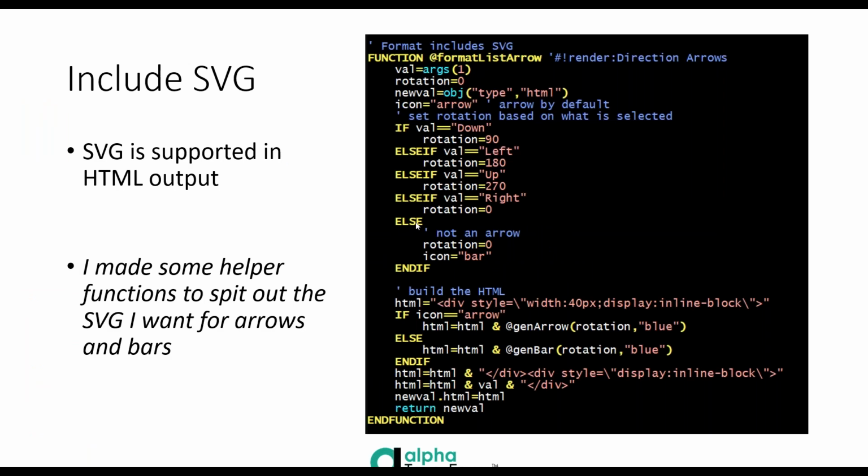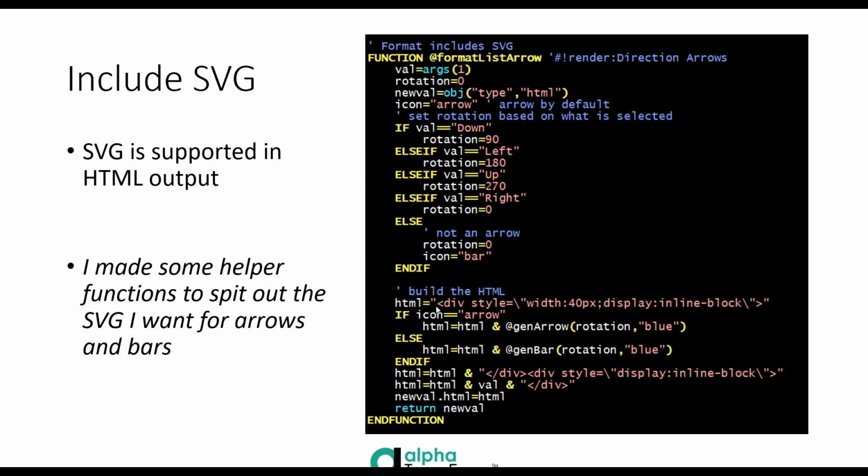And going on, we can also include SVG in our HTML output. In this case, I make helper functions that I'm not going to show here, but I put all my SVG into a separate function so I can just spit it out where I need it. So here we're going to check the value and look to see if it says down, left, up, or right, and we're going to set a rotation value. And if it's not one of those, then it's just going to be a straight bar.